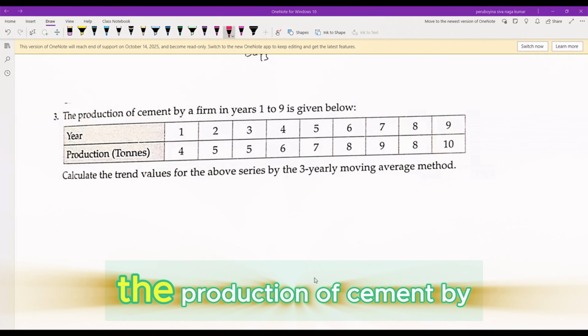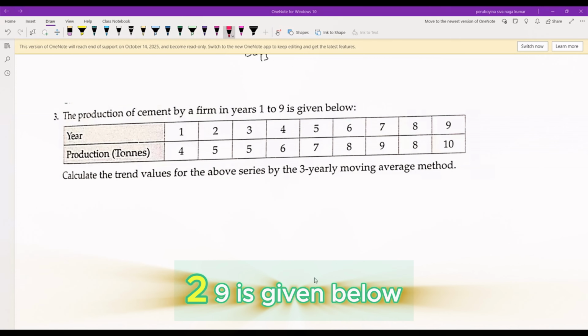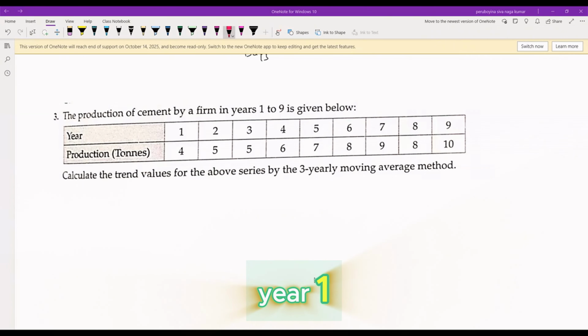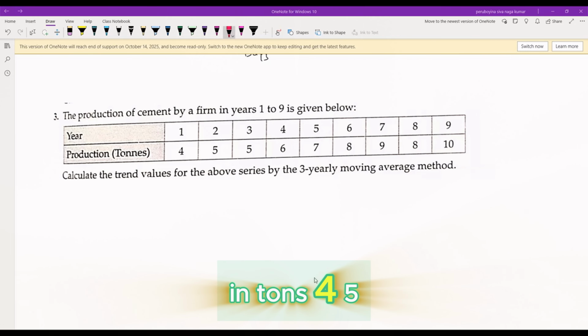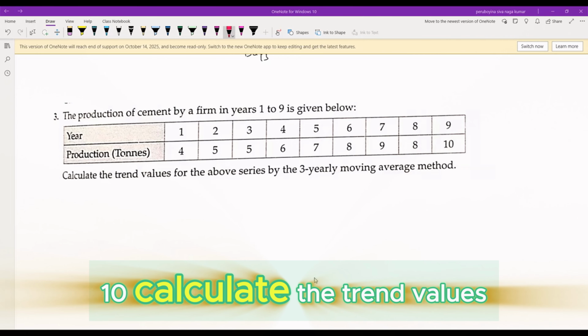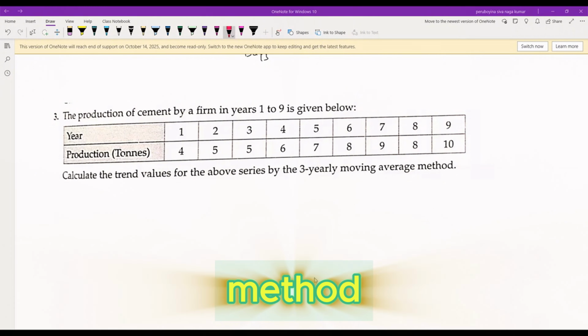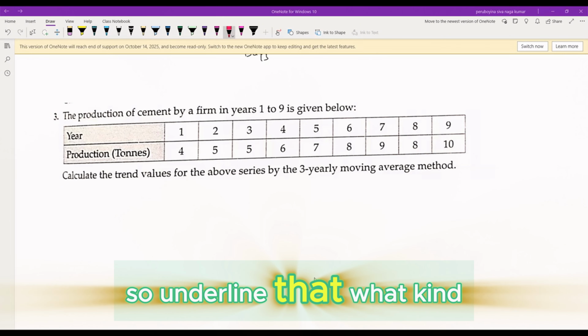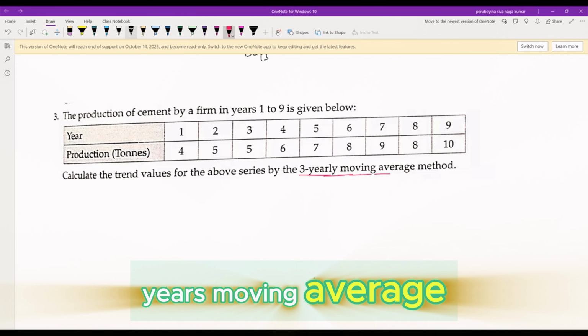The problem says the production of cement by a firm in years 1 to 9 is given below. Year 1, 2, 3, 4, 5 and up to 9, and production in tons 4, 5, 5, 6, 7, 8, 9, 8, 10. Calculate the trend values for the above series by the 3 years moving average method. Underline what kind of moving average we need to calculate: 3 years moving average.